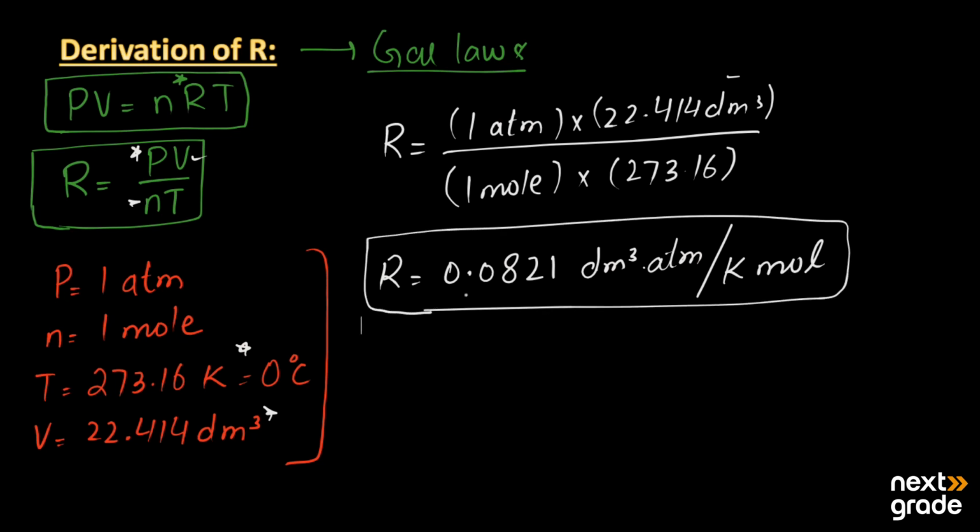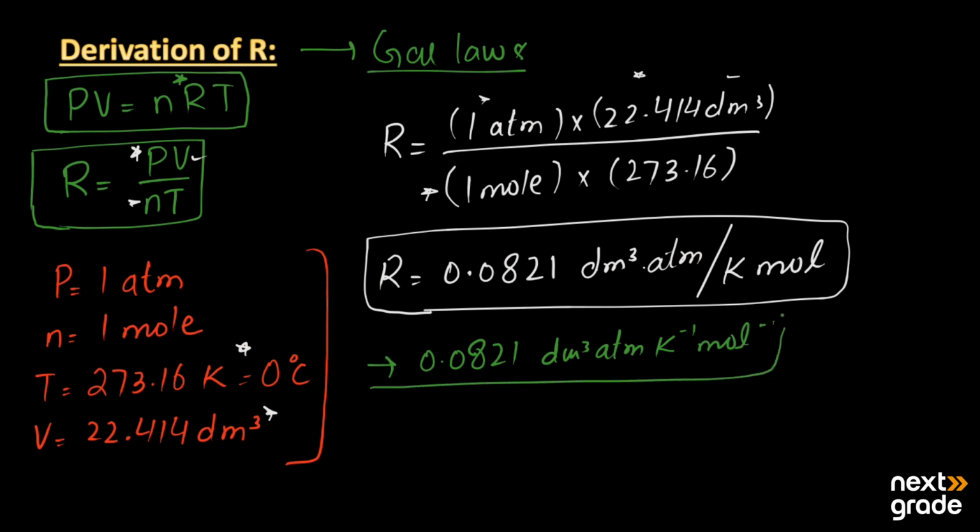Now what does this value mean? Basically, when we take the pressure as 1 atm, the volume as 22.414, the number of moles as 1, and the temperature as almost 273.16 Kelvin, then physically it means that it absorbs an amount of energy equal to 0.0821 dm cube atm per Kelvin per mole. So this is the amount of energy that any gas will absorb when we apply the conditions in these units. So this is the value that we have to find.